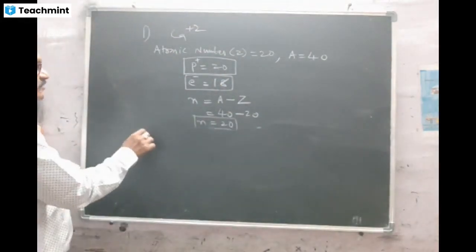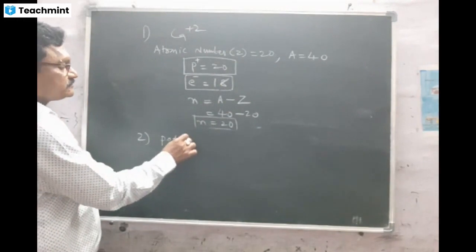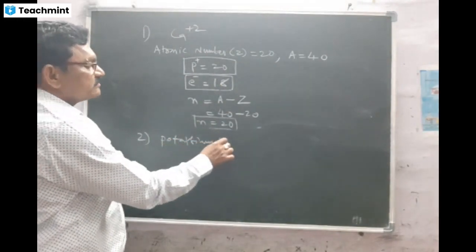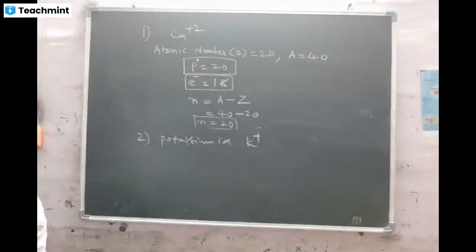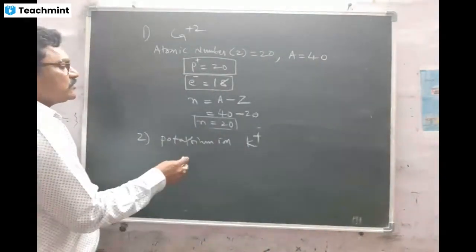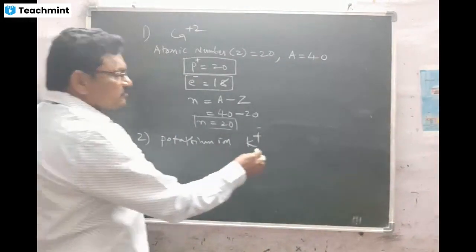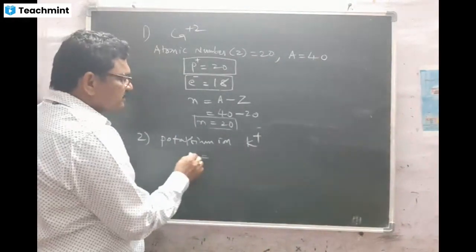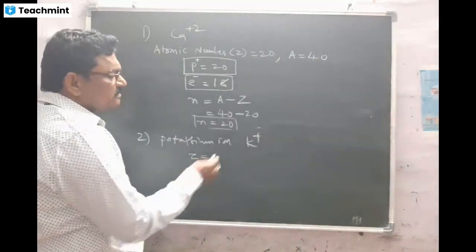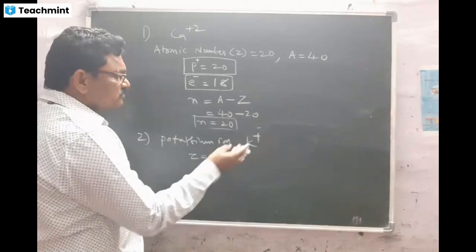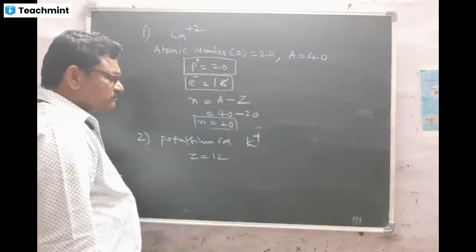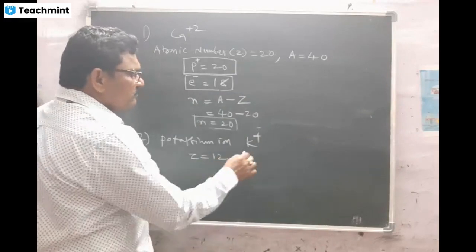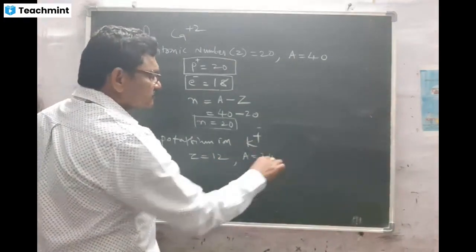Then the second example, potassium. You can take the potassium ion. That is K plus. Potassium, you know the atomic number. Potassium atomic number, you know Z is equal to, I think, sodium potassium. 12. Okay. Then mass number 24.